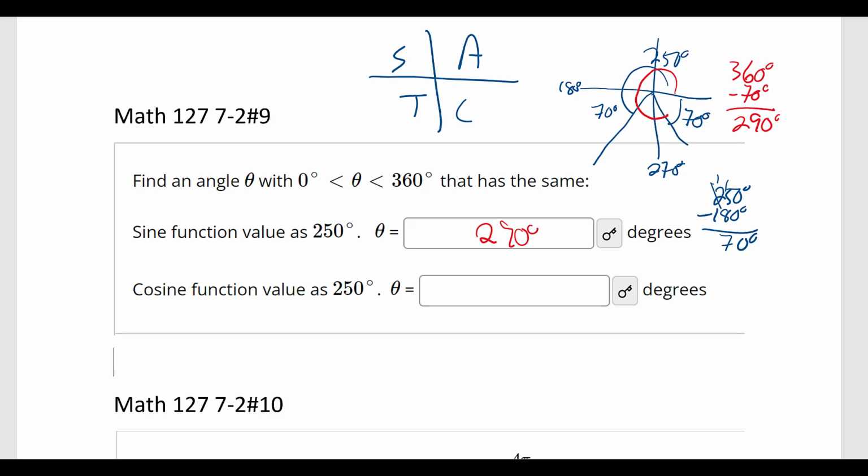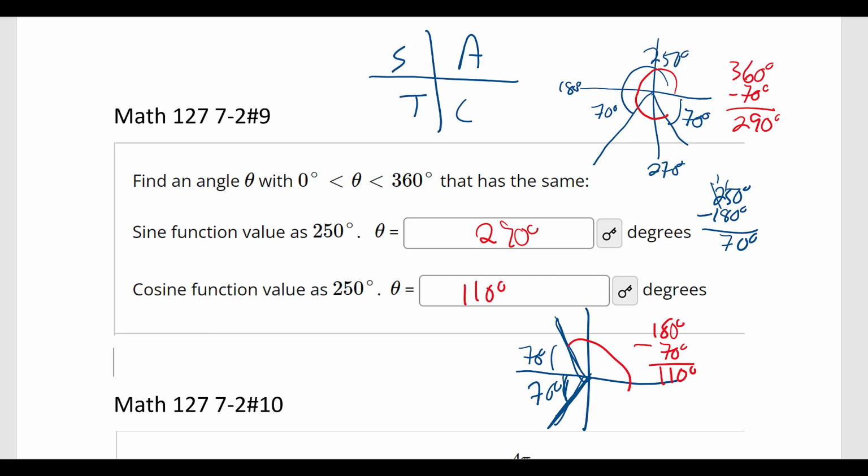And likewise for cosine. Cosine is also negative here, and we've already found this to be a reference angle of 70 degrees. But cosine is also negative up here. So what would the rest of this angle be? So 180 degrees minus the 70 degrees is 110 degrees. Okay, good. Let's do one more.